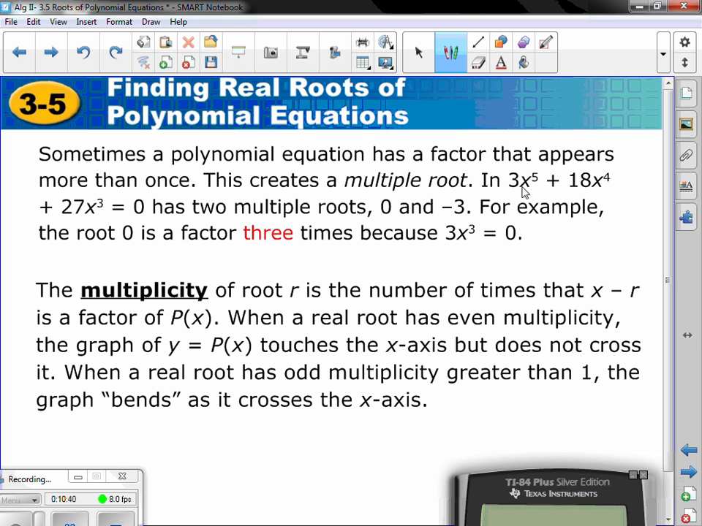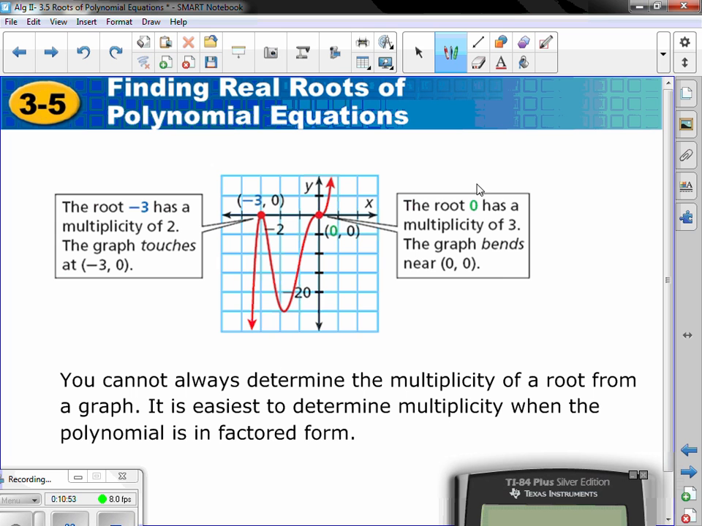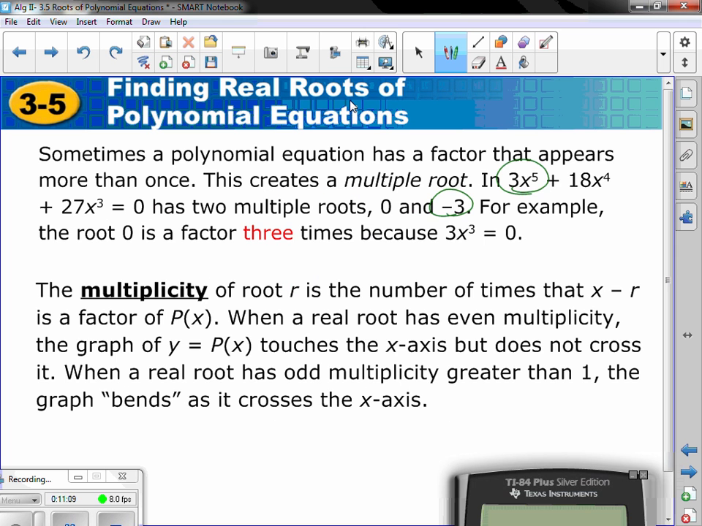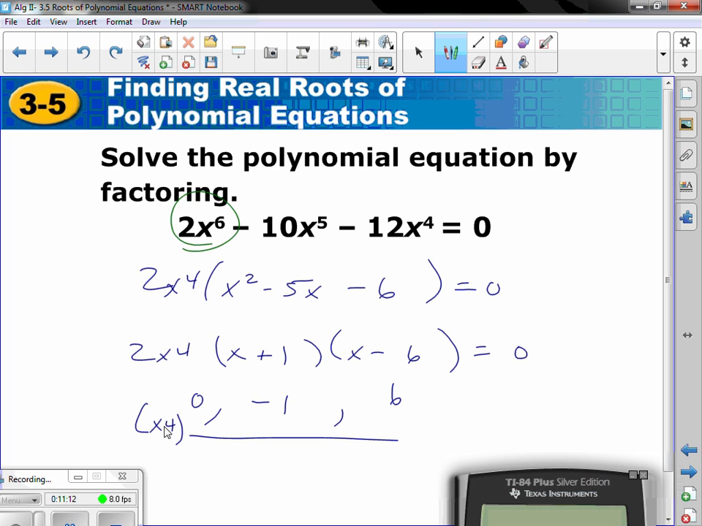This one here has to have a total of 5 zeros. So if this one happened 3 times, how many times does negative 3 occur then? Twice, because it has to add up to that exponent. When the multiplicity is even, this is what the graph is doing. It's going up, touching, coming back down. If the multiplicity is odd, it's going to go through that point. So here I had multiplicity of 4. I know at 0, the graph's just going to be a hump right there.